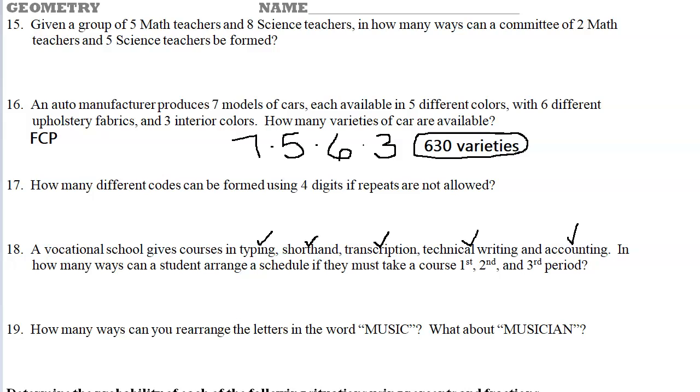So what do? Well, it looks to me like you've got 5 different ways you can choose a first period class. But as soon as you have chosen a class, you're not going to choose that class again. I mean, that would be pretty strange if you took the same class twice a day. So you only have 4 options for the second, which means you only have 3 for the third, which means there are 5 times 4, which is 20, times 3 is 60 ways that you can arrange your schedule.